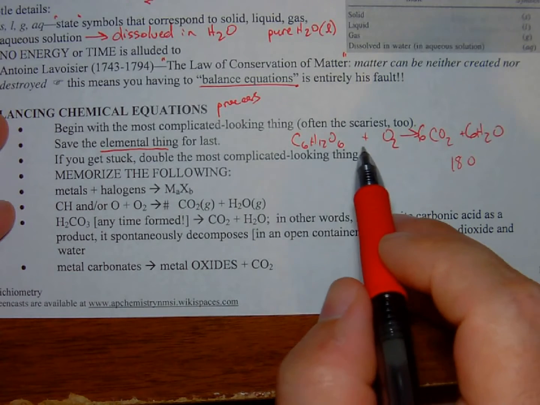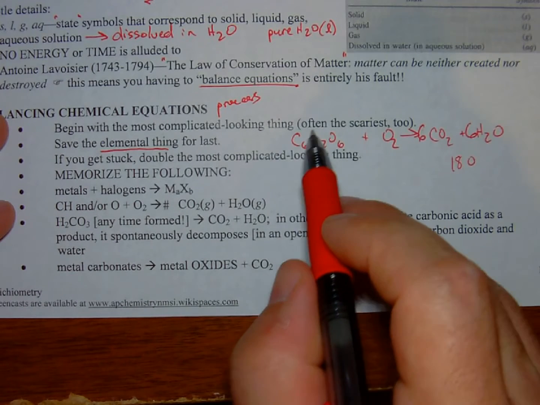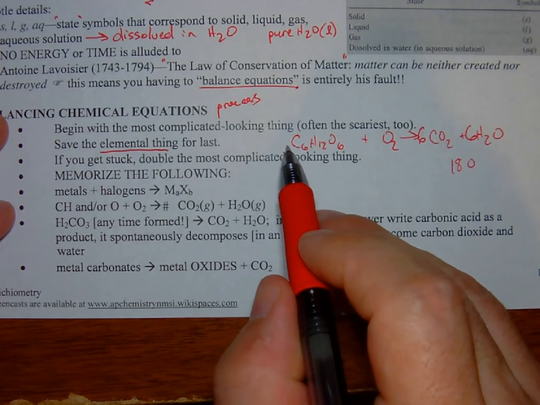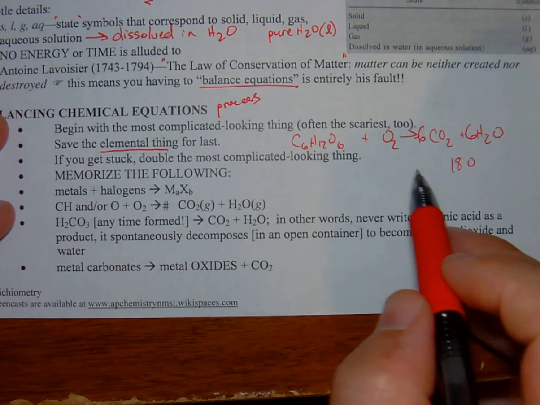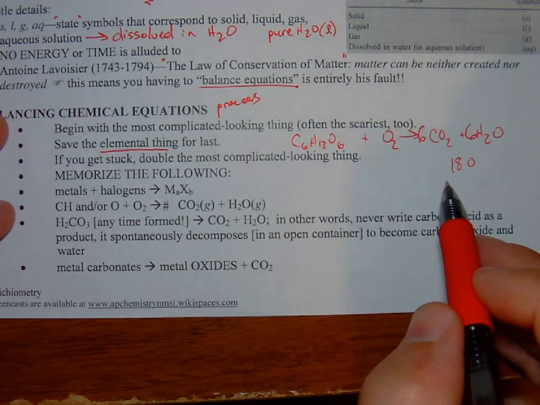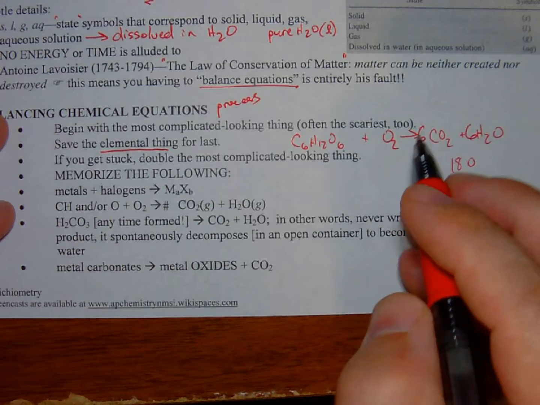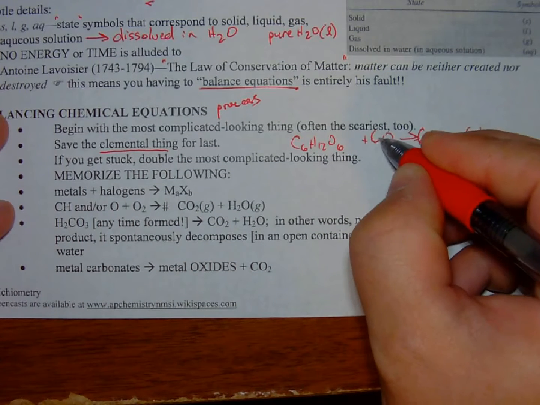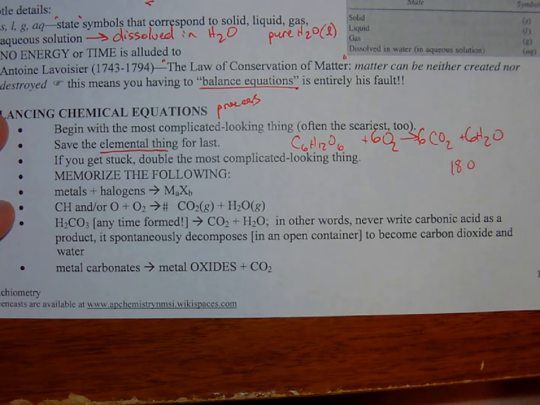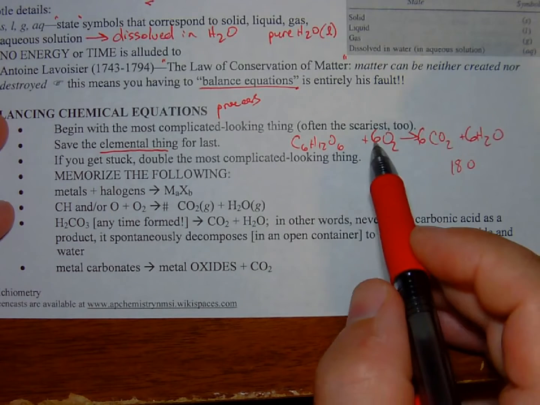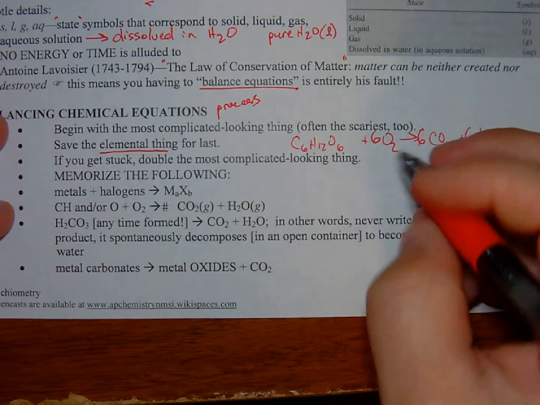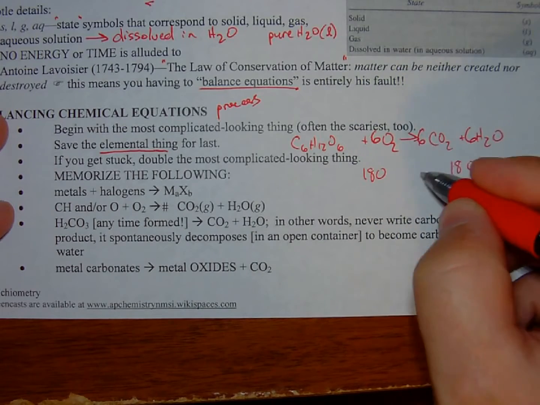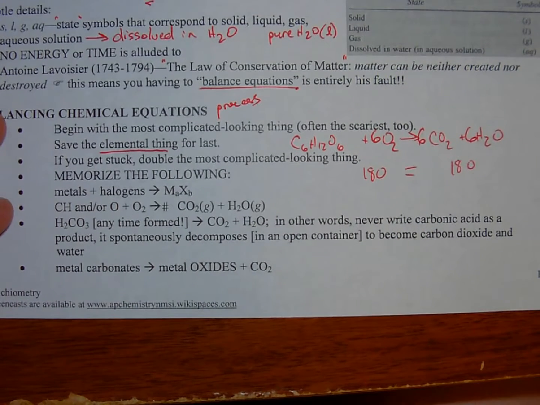So what I'm going to do is not touch this, because if I change the coefficient on this one, I can't add 6 and get to 18. I can't even add 12 and get to 18. I have to add 10. So if I add 5 more O2s, that will get me to 18. Right? So I have 12 oxygens right here, plus 6 more. That's my 18 oxygens. They're equal, we're balanced.